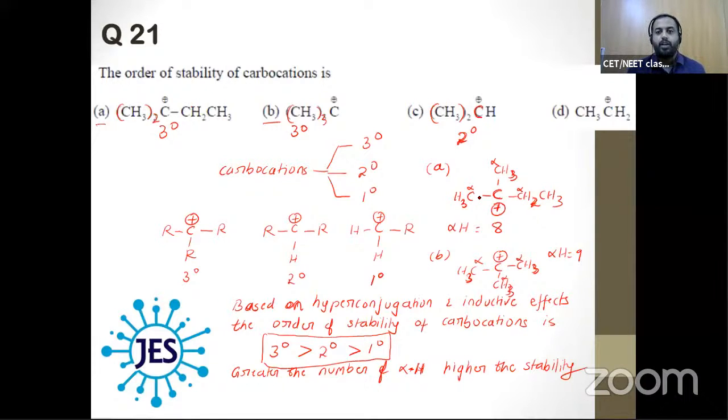How? Look here. A carbon attached to the carbon that is connected to the positively charged carbon is an alpha carbon. How many such alpha carbons are there here? There are 3. 1, 2, 3. And all hydrogens attached to the alpha carbon are alpha hydrogens. So count how many alpha hydrogens are there. 3 plus 3, 6 plus 2, 8. 8 alpha hydrogens. Similarly look at option B. How many? 3, 6, 9. 9 alpha hydrogens. So which is more now? 9 is greater than 8. Therefore, that will have higher hyperconjugation structures.